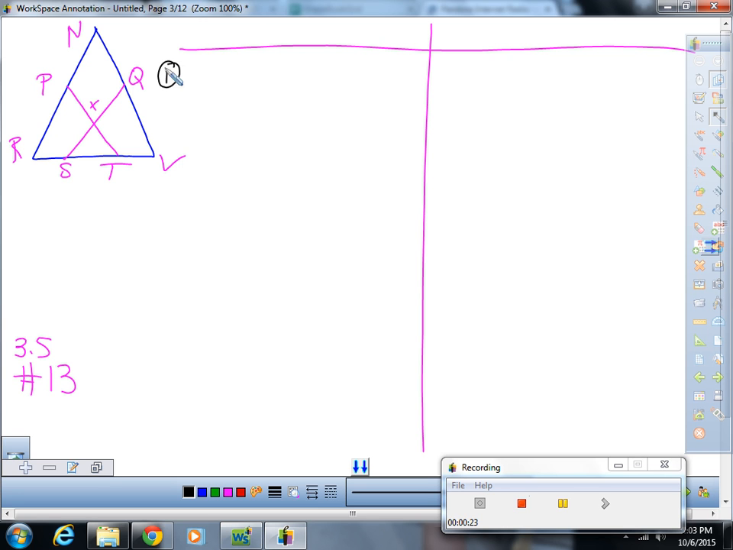So, we are given all sorts of stuff. NR is congruent to NV. I'll go back and label these after I write them all down. We're given P and Q are midpoints. Angle R is congruent to angle V. And PX is congruent to QX.